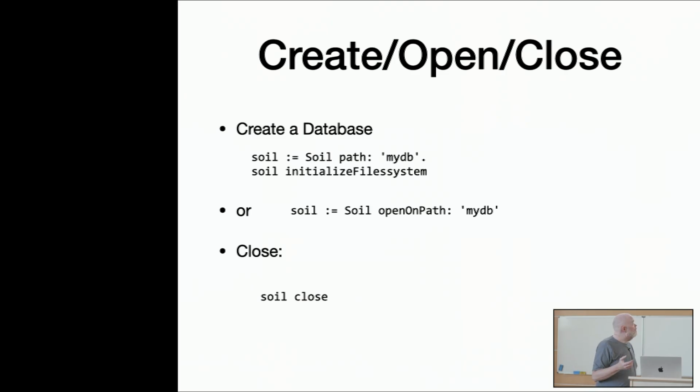And the idea is that you give a path, which is relative to the image, and then you need to initialize the file system once, which puts all the structures there, and then you can use it. You can either do it in 2 steps or in 1 step. And at the end of your usage, you need to close the database.